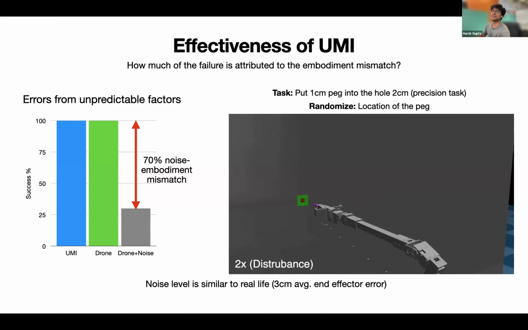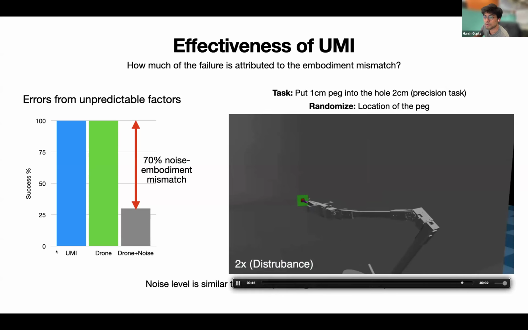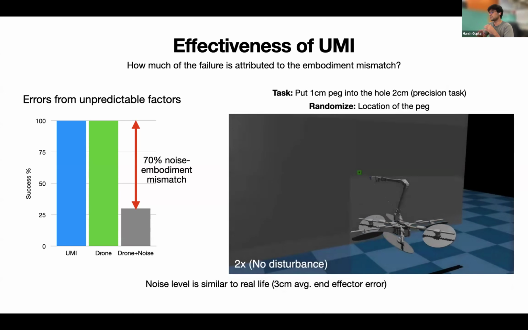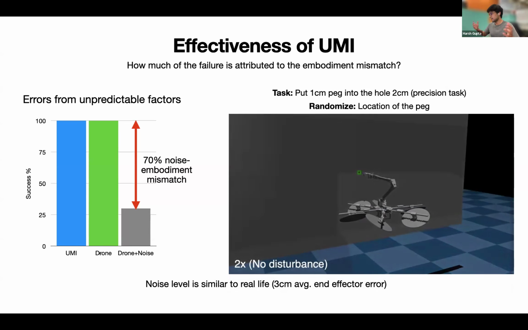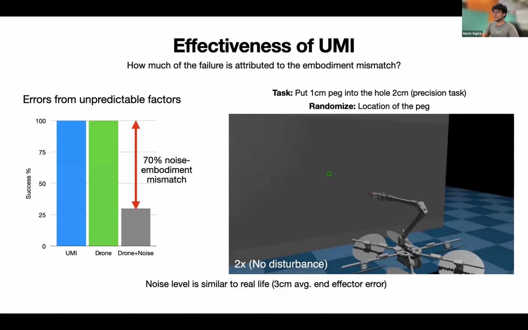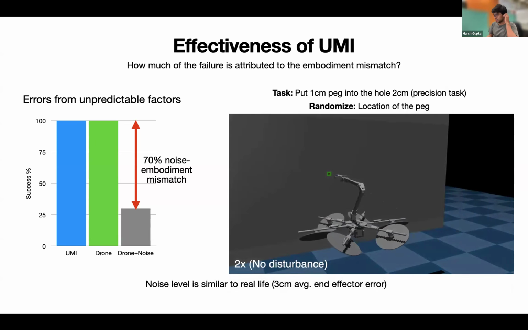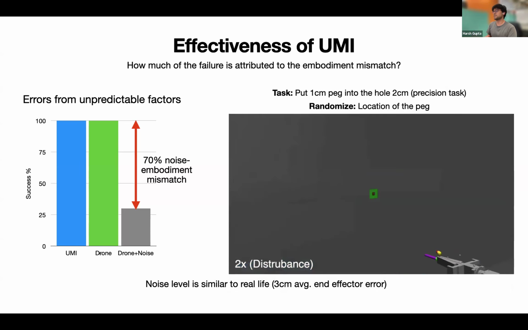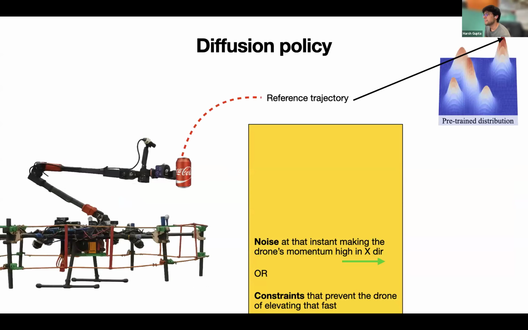the drone itself. And you can see that while on the UMI embodiment, we had 100% success rate. On the drone environment, without noise, we also have 100% success rate. It's a quite simple task where I'm going towards the peg, or going towards the hole with the peg, aligning myself, and then inserting the peg into the hole. But when you add noise or some unpredictable factors, your policy falls apart. So you can imagine what's happening.